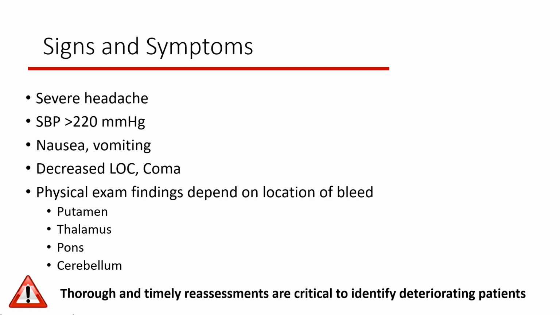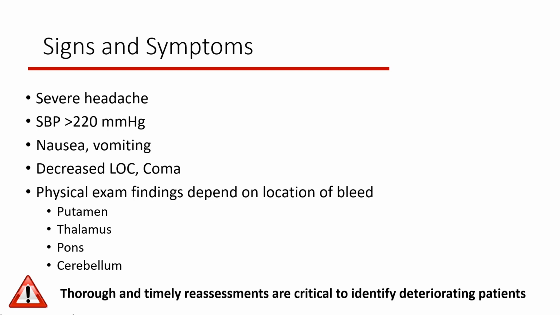Now, signs and symptoms, as you may know, are severe headache and an elevated blood pressure. Patients will have nausea, vomiting, decreased level of consciousness, and coma. Now, these also may be present in a patient who has an ischemic stroke. And then the physical exam findings are dependent on the location of the bleed. They're basically stroke-like, they're going to have various neurologic deficits.